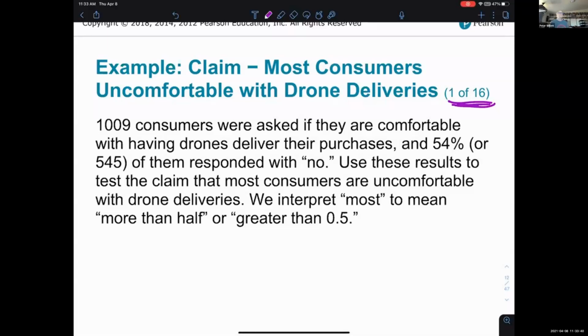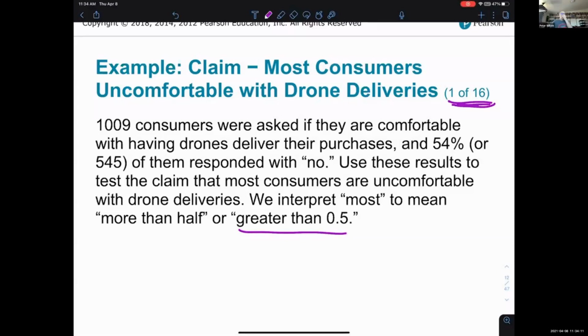So let's do that. So again, what was the situation? You have 109 consumers who were asked if they're comfortable with having drone deliveries for their purchases, and 54%, or 59 of them, responded with no. Use these results to test the claim that most consumers, and as you may recall, that means greater than 50% or greater than a proportion of 0.5, that most consumers are uncomfortable with drone deliveries.